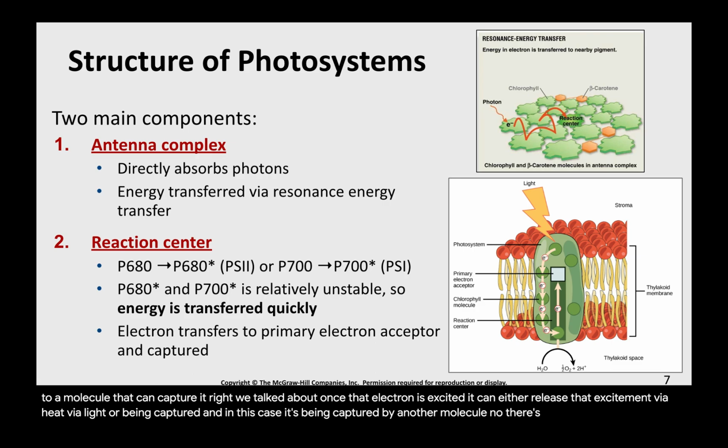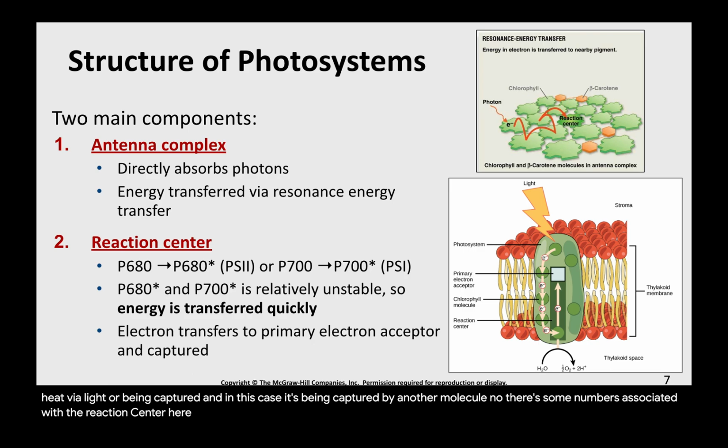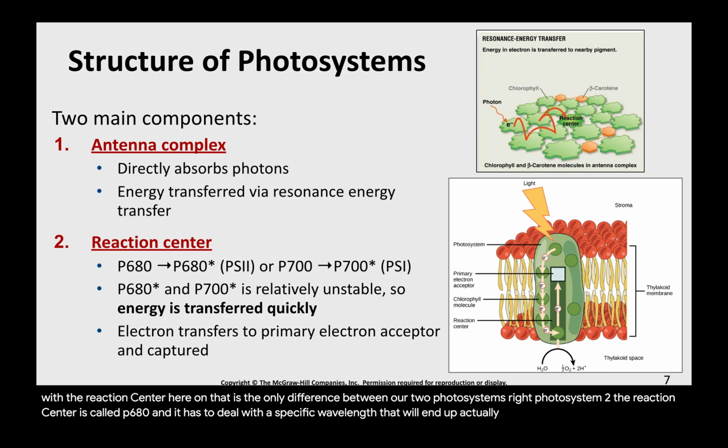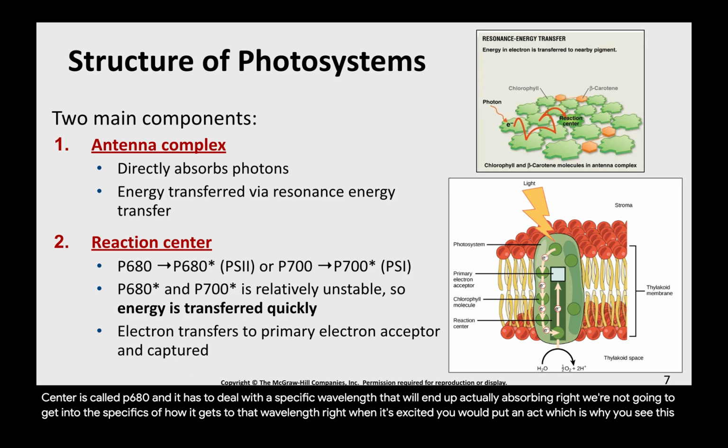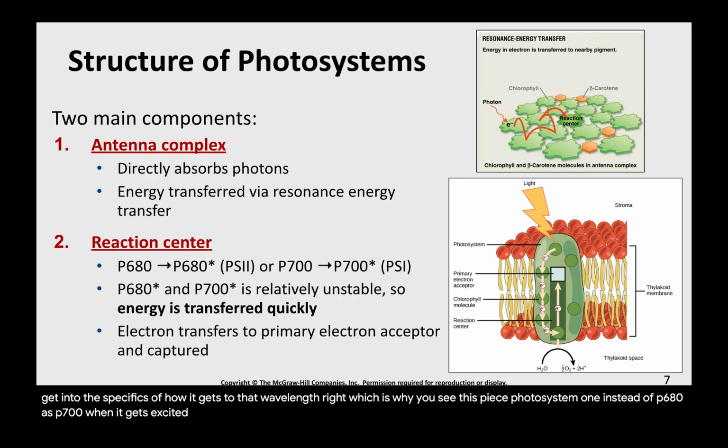Now, there are some numbers associated with the reaction center, and that is the only difference between our two photosystems. In photosystem 2, the reaction center is called P680. It has to do with a specific wavelength that it will end up absorbing. We're not going to get into the specifics of how it gets to that wavelength. When it's excited, you would put an asterisk behind it, which is why you see P680 asterisk. Photosystem 1, instead of P680, has P700. When it gets excited, we would note it as P700 asterisk.